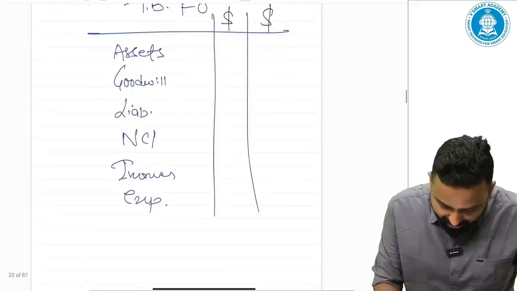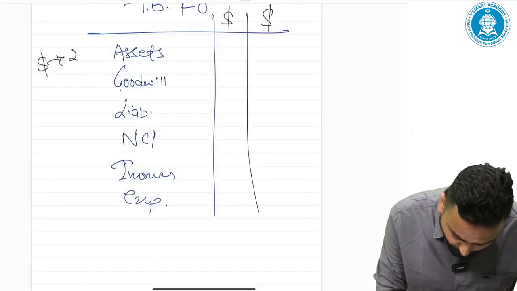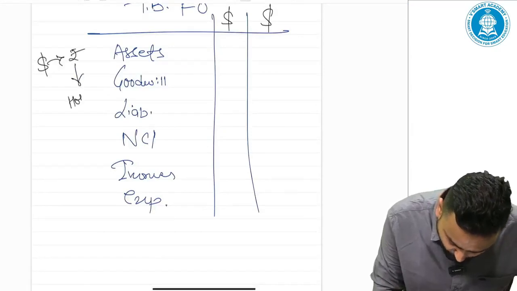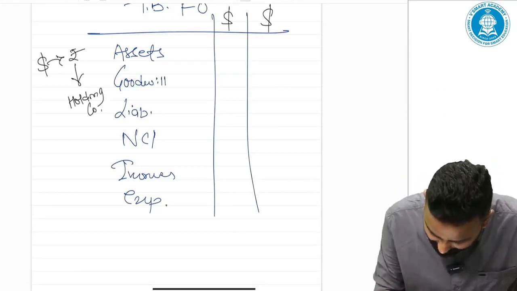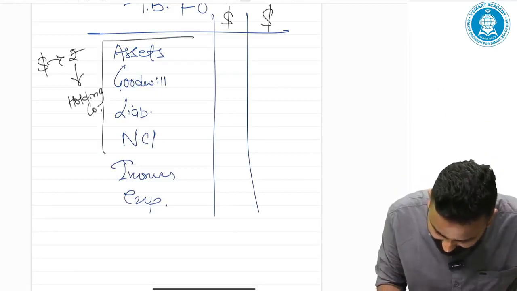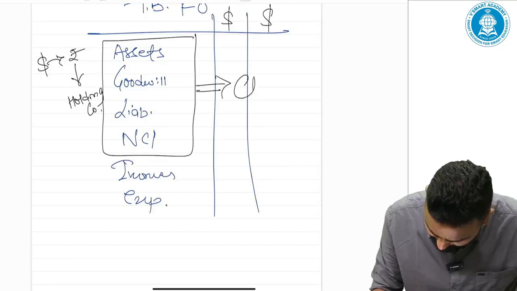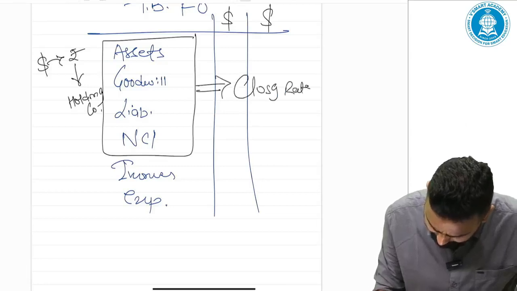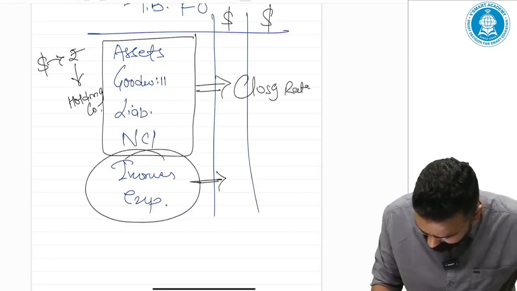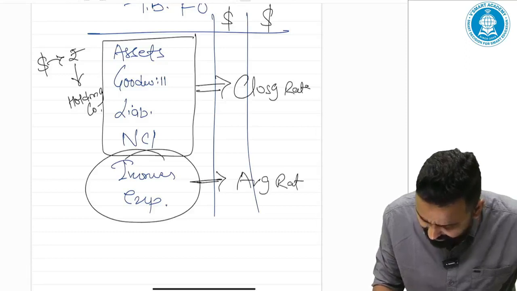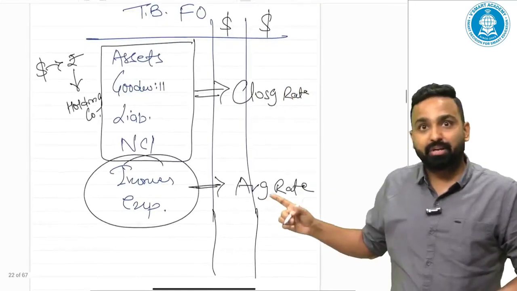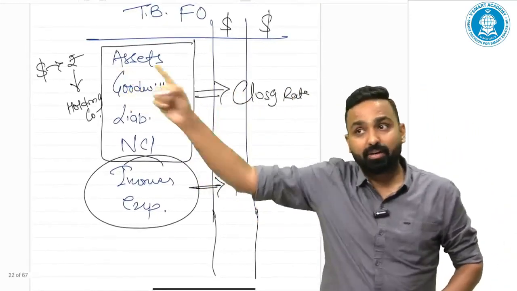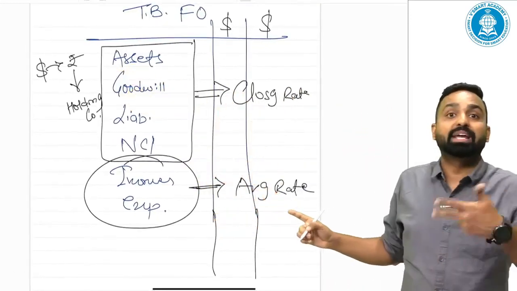Now, suppose I want to convert from dollar to rupee. Rupee is the holding company's currency. So, assets, goodwill, liabilities and NCI must be at closing rate. Income and expenses must be at average rate. Are you guys understanding or not? Then after the translation, all the figures must be in rupee, but definitely your trial balance may not be tallied.